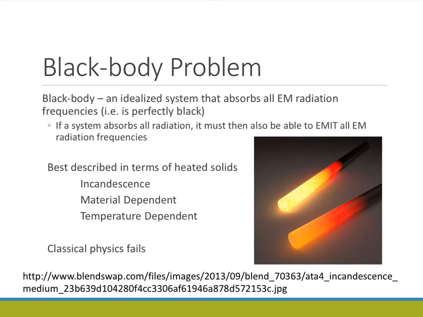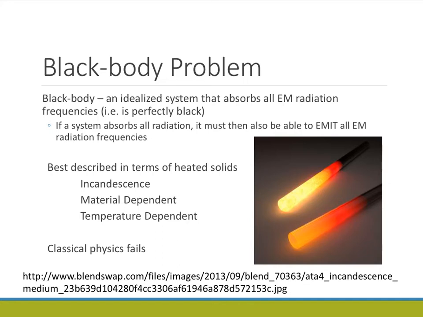Alright, so black body radiation, the black body problem, was a problem in physics that had stumped many, many physicists. In its simplest terms, a black body is an ideal system that absorbs all the electromagnetic radiation frequencies that hit it. In other words, it is perfectly black. But for a system to be able to absorb all of those frequencies, it must then also be able to emit all those frequencies. Okay? That's pretty simplistic, but we can talk about this in terms of heated solids.